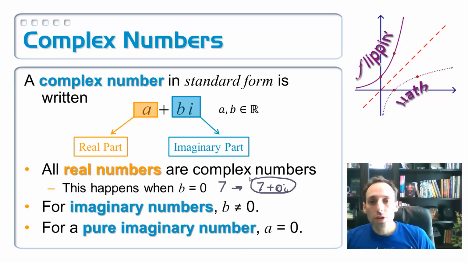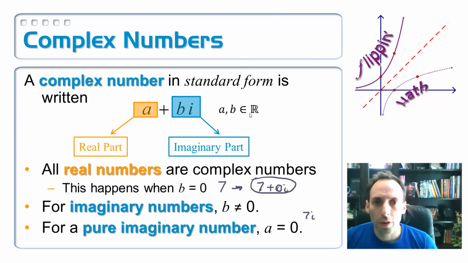Okay, for imaginary numbers, we just can't have the b equal to 0. And if the a is equal to 0, then it's a completely pure imaginary number. In other words, something like 7i is a completely imaginary number, a pure imaginary number.